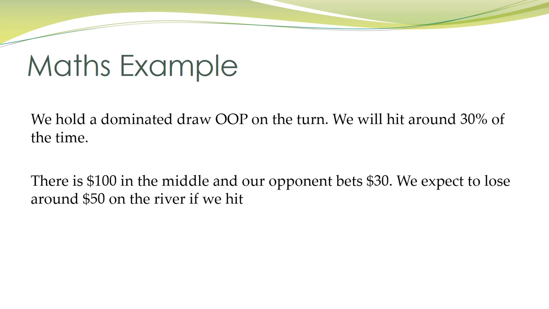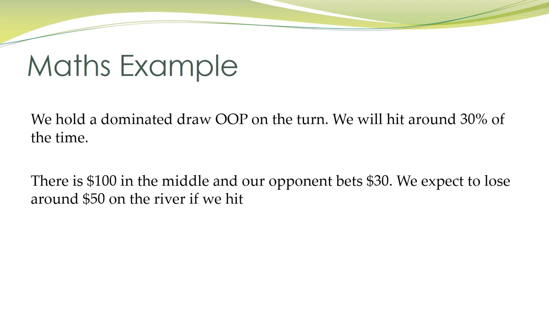So here's some numbers. There's $100 in the middle, and our opponent bets $30. Okay, so he's betting pretty small. So ordinarily we might just go ahead and fold that dominated combo draw, but all of a sudden our opponent's giving us this really good price, and we're thinking, okay, can I really still fold to a $30 bet?